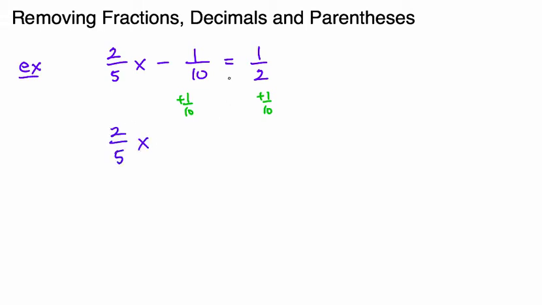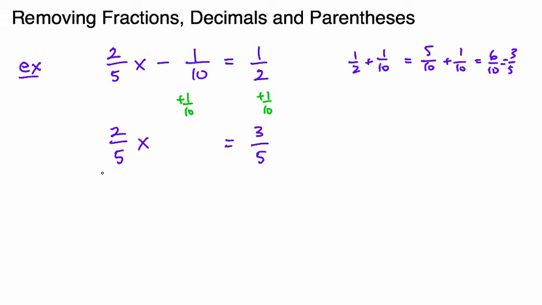So this will be 2/5 x, keep my equal signs in a row, and now I have to do 1/2 plus 1/10. To do 1/2 plus 1/10, I have to have a common denominator, so I'll go with tenths. And that's 5/10 and 1/10, which is 6/10, and I would reduce that to 3/5. So all that work to get to 3/5.